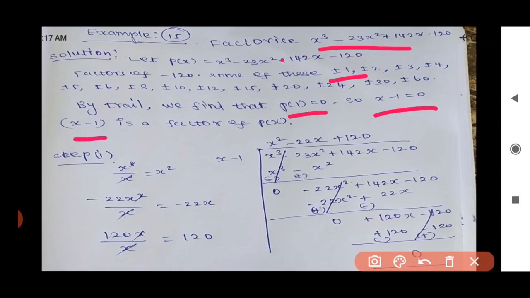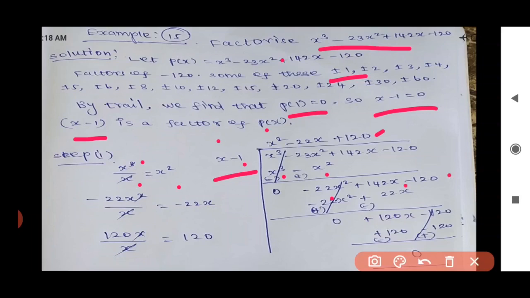So let us divide the polynomial x cube minus 23x squared plus 142x minus 120 by x minus 1. You know the long division method. Use the method and find the quotient. First term x cube divided by x, cancel the term, you get x squared. So the first quotient is x squared. X squared into x gives x cube, x squared into minus 1 gives minus x squared. Subtract the terms, you get minus 22x squared plus 142x minus 120.